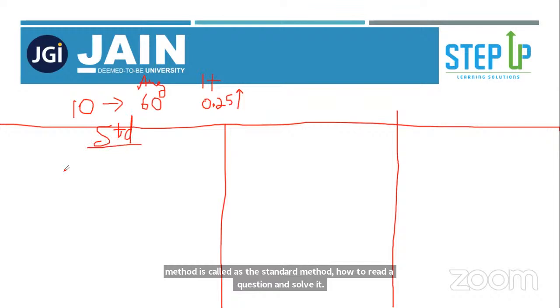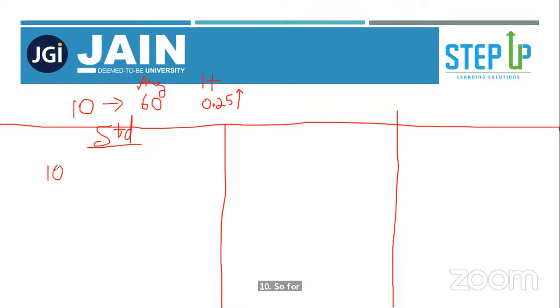Okay. So how many students are there? 10. So for 10 students, average is 60. Then what is the total? If 10 students, average is 60, what is their total? Yes, 600. So that is 10 into 60, which gives me 600.